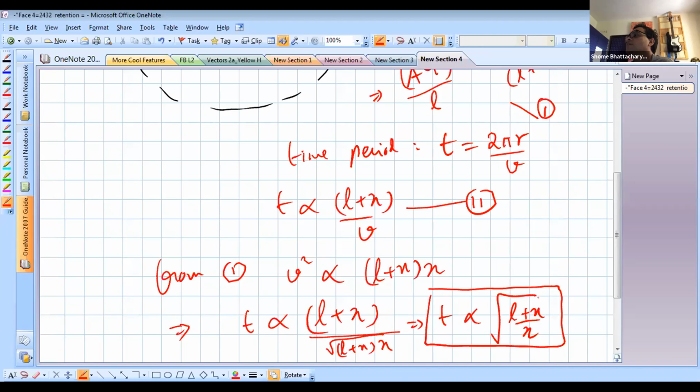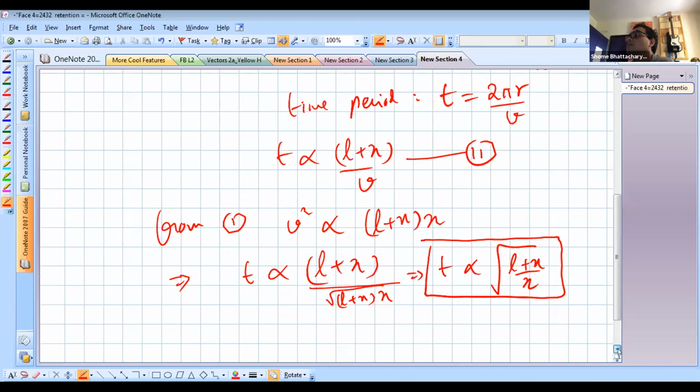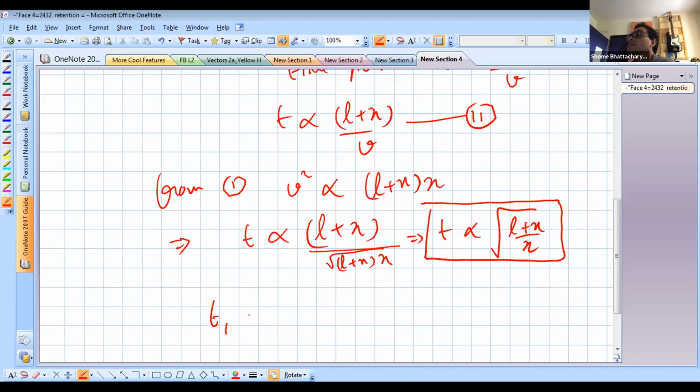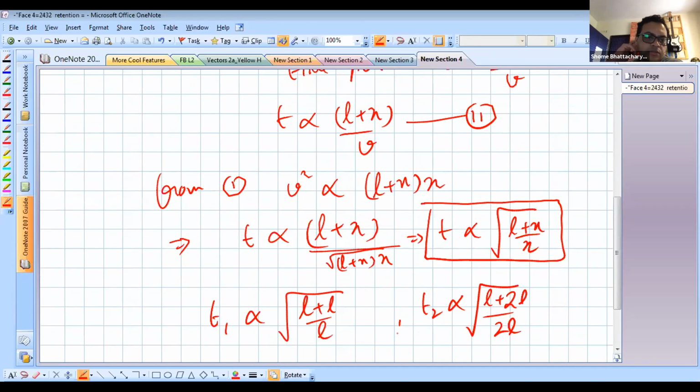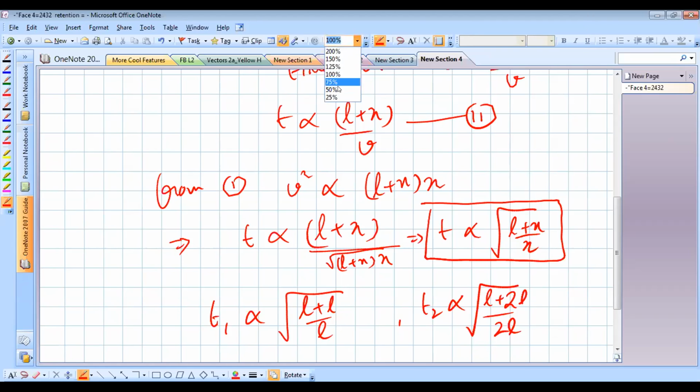So in one case, your time period is t1, let's say, when the x is equal to L, because the total length was 2L. And in the other case, your time period is t2, and that is when your total length was 3L. So this is L plus 2L upon 2L. From that, you will get the ratio of t1 and t2. Is this clear? Yes, yes. I'll just minimize it for a moment for you.